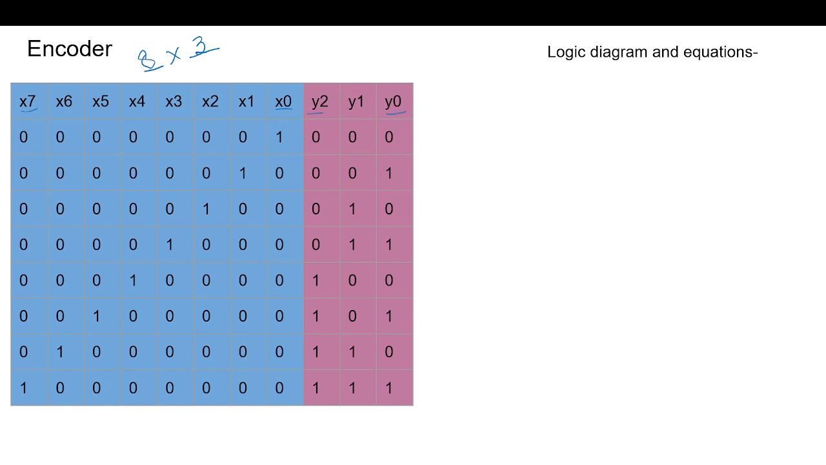So this also we will write the equation: y0 is 1 when x1 is 1, when x3 is 1, when x5 is 1, and when x7 is 1. So same y0 I will get from x1, x3, x5 and x7.